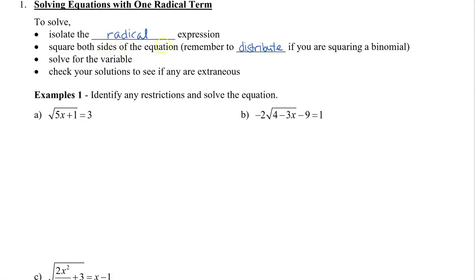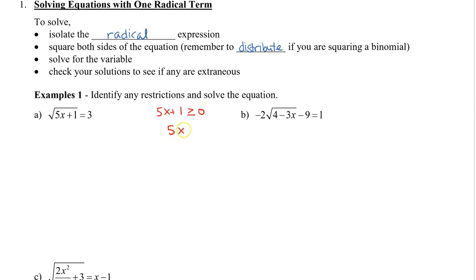So first we're going to isolate the radical expression. You can see in this example here, it's already isolated. But actually, before I do that, I'm going to check for my restrictions. Underneath my radical symbol, I have 5x plus 1. So I'm going to say that 5x plus 1 has to be greater or equal to 0.